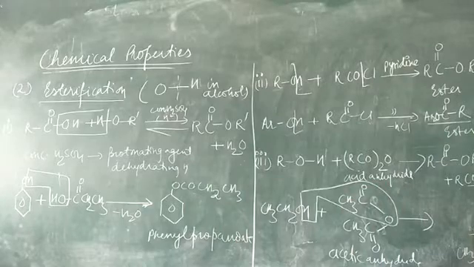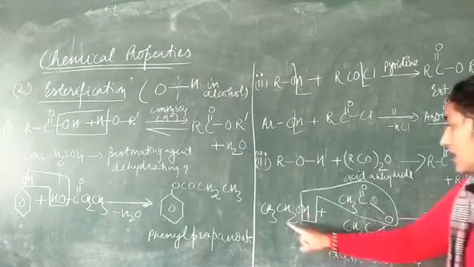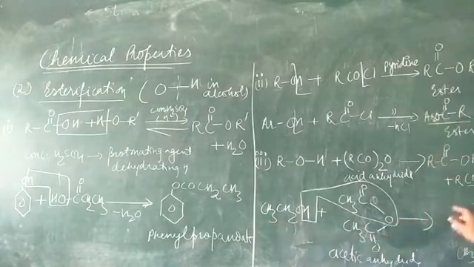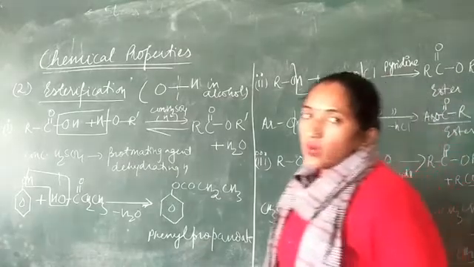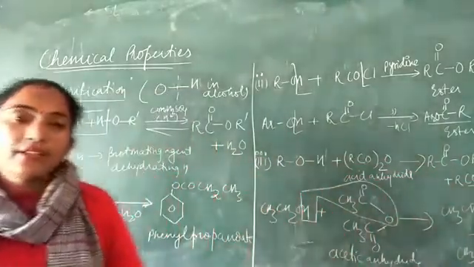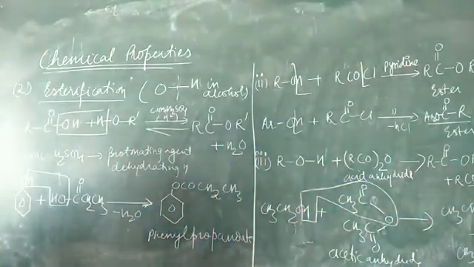And the next one which we will get is CH3CH2O-C(=O)-CH3, that is ethyl ethanoate. Again, an ester is being formed here. Now, students, these are all the reactions which are named under esterification.